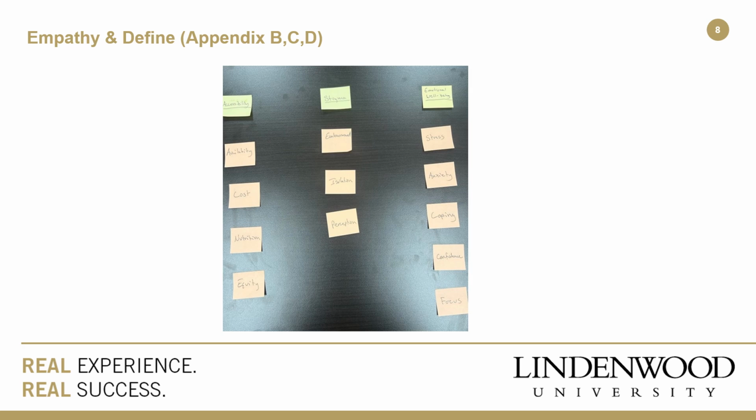The sticky notes under accessibility included availability, cost, nutrition, and equity. Under stigma, the sticky notes included embarrassed, isolation, and perception. Under emotional well-being, the sticky notes included stress, anxiety, coping, confidence, and focus. The affinity map was beneficial to help the researcher define this portion of the design thinking process.